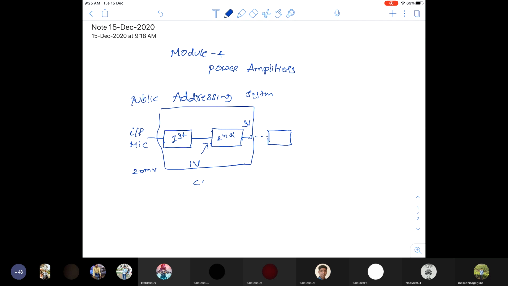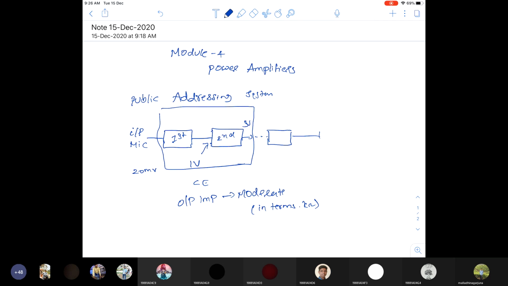In general, whatever the stages are, we generally use the CE amplifier. Why? Because it gives high current gain, high voltage gain, moderate input impedance, and moderate output impedance. These are the characteristics of a CE amplifier, so we use it in the amplifier stages. But the output impedance of the common emitter is moderate, which you can assume to be in terms of kilo ohms.